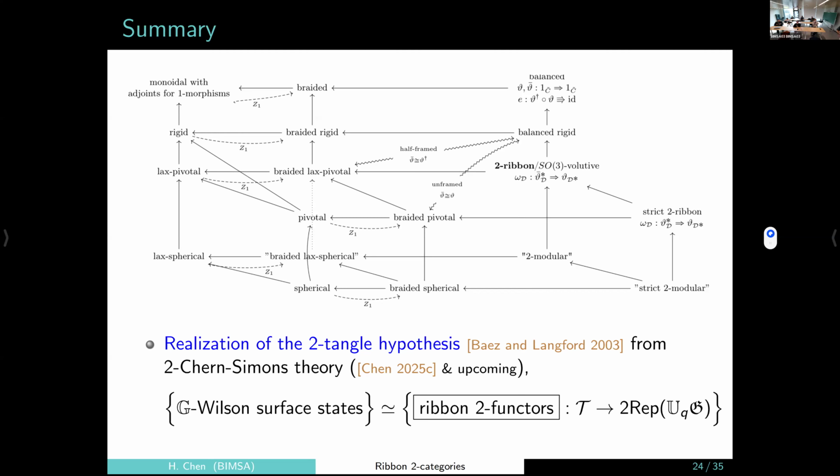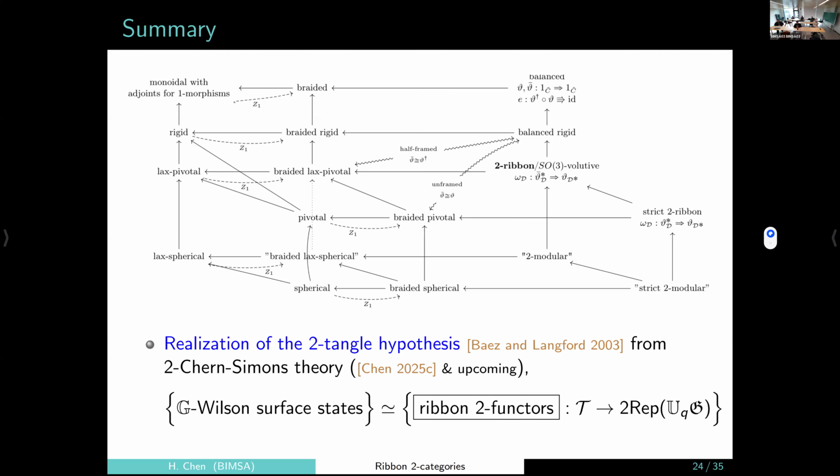But yeah. So indeed, at the end of the day, we want to realize or instantiate the two tangle hypothesis. We're speaking of a ribbon functor. That ribbon functor itself is an instantiation of the tangle hypothesis, in which I map the ribbon category of tangles, tangles in R2 times the interval, up to isotopy, into representations of UQG.